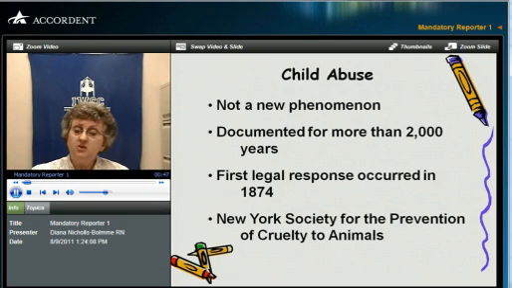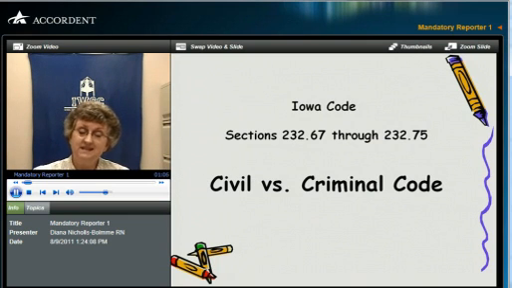And it wasn't even a human interest group that took that first case to court. It was the New York Society for the Prevention of Cruelty to Animals. And basically what they said is, our kids should have at least the same rights as our pets do. That was in 1874. Iowa didn't have a child abuse law until 1978, 104 years later. And it wasn't that Iowa was so far behind everybody else. Most states did not have a child abuse law until the mid-1970s.